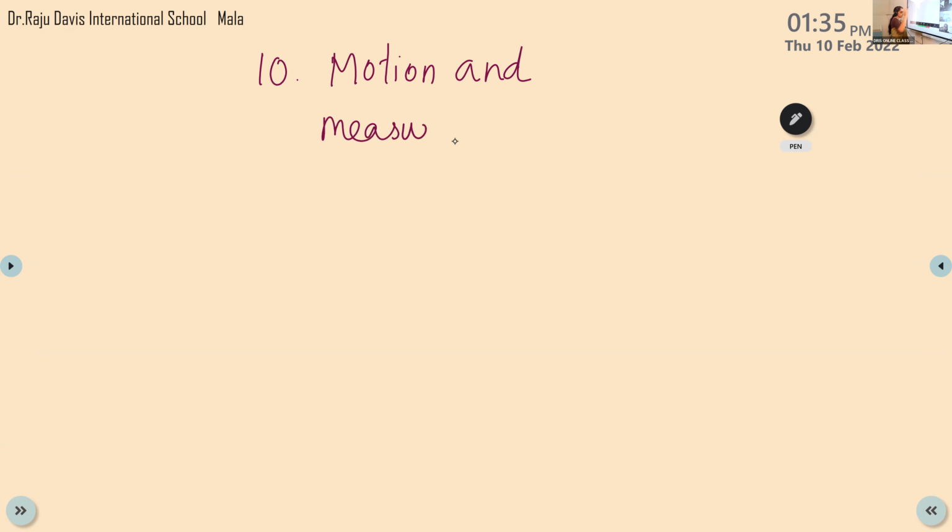So write down in the lecture note, not in the notes. I will give the notes after that. Motion and measurement of distances.